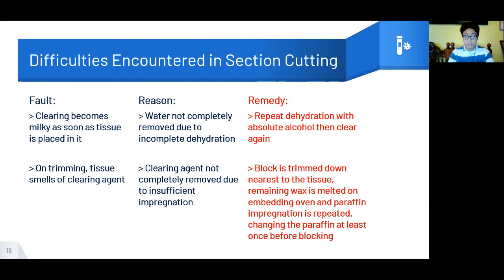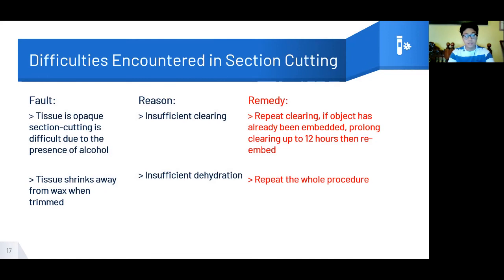Next, on trimming, tissue smells of clearing agent. Reason: clearing agent is not completely removed due to insufficient impregnation. Remedy: block is trimmed down nearest to the tissue. Remaining wax is melted in the embedding oven and paraffin impregnation is repeated, changing the paraffin at least once before blocking. Next, tissue is opaque. Section cutting is difficult due to the presence of alcohol.